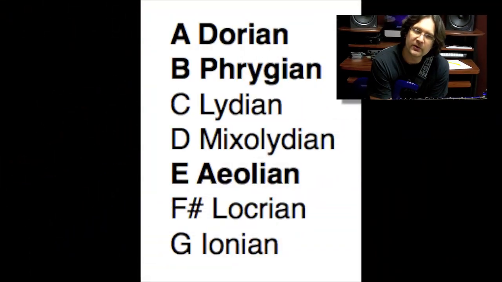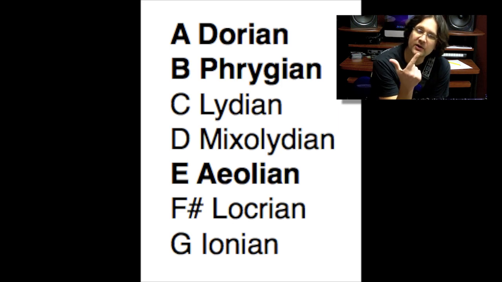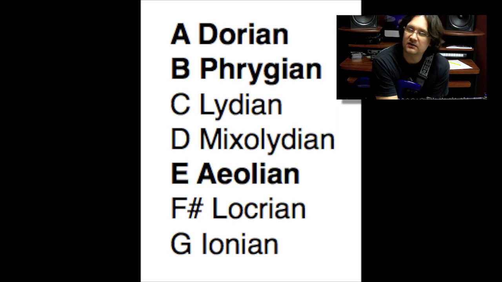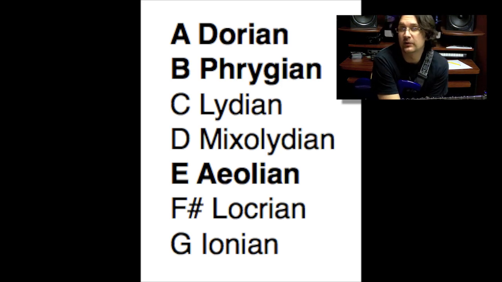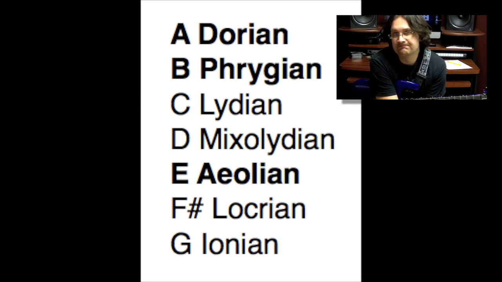If we go back to our order, after Dorian comes Phrygian. So it's the second one after Dorian. Let's take a look at the notes again. A, B. B is the second note, so B starts the Phrygian. In other words, A Dorian and B Phrygian are the same scales, the same notes. So B is going to start our Phrygian scale.